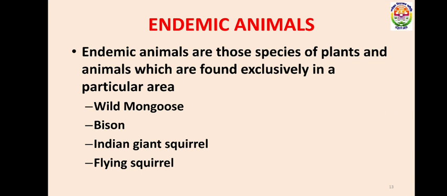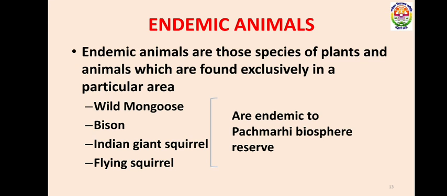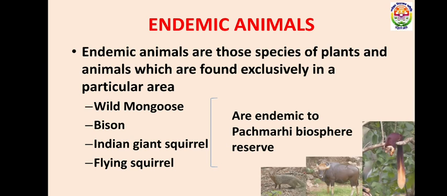For example, this wild mongoose, bison, Indian giant squirrel, flying squirrel are endemic to Panchmarhi Biosphere Reserve. Means these wild mongoose, bison, Indian giant squirrel, flying squirrel, etc. These animals are found in Panchmarhi Biosphere Reserve only. They are exclusive in that area. You want to see them means you have to go to that Biosphere Reserve. So such type of animals or plants which are found in a particular area only, they are not found in any other area, that species of plants and animals we call endemic species. So endemic species means found in a particular area.